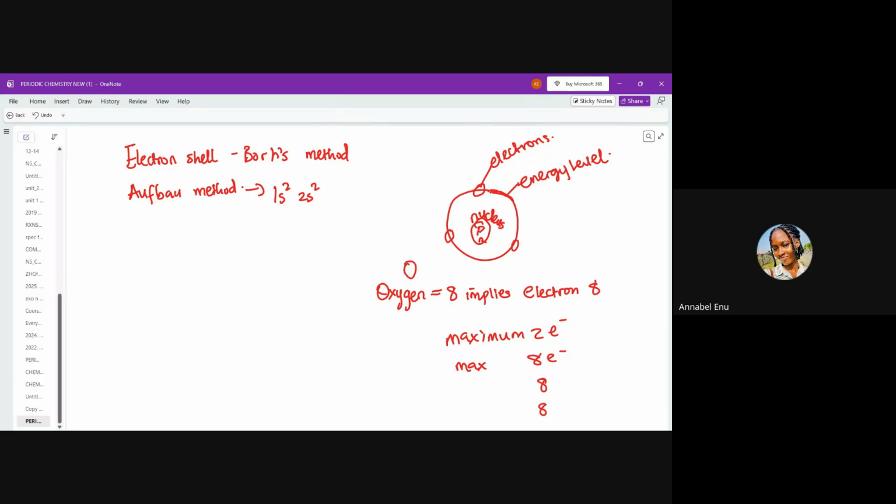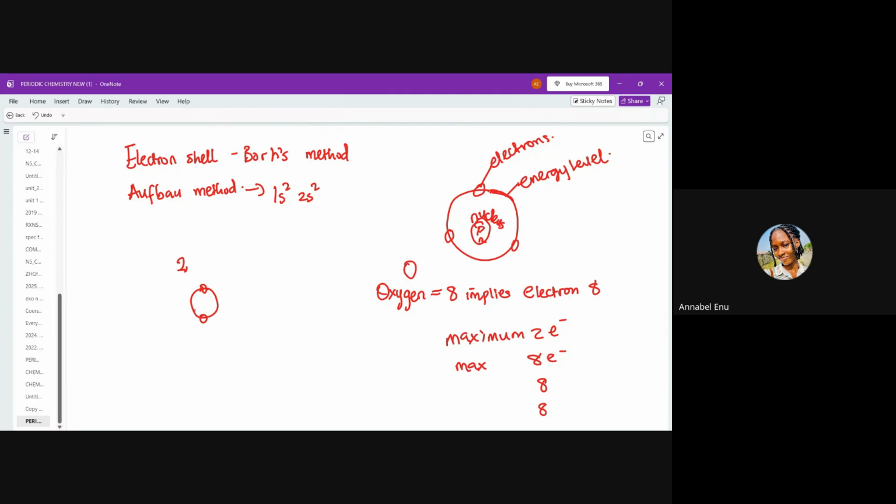So now, if we are to draw for oxygen, for example, the first energy level, we have a maximum of 2 electrons, like we said. If we are drawing the electronic configuration of oxygen, it means that all the electrons we'll be drawing should be 8 altogether. So we have written out 2, so we cannot fill any more electrons in this first energy level.